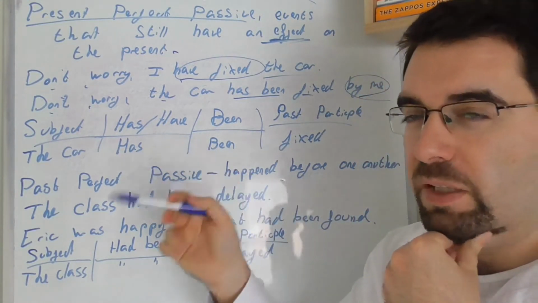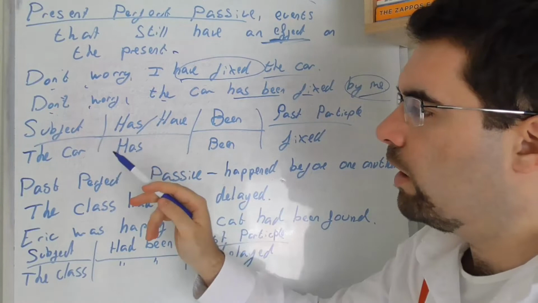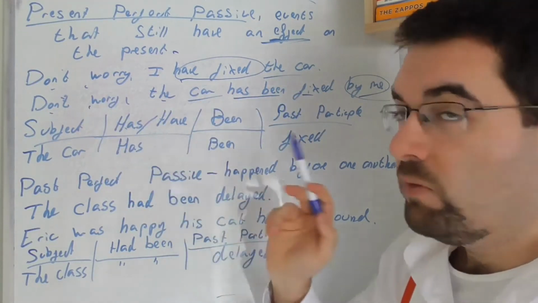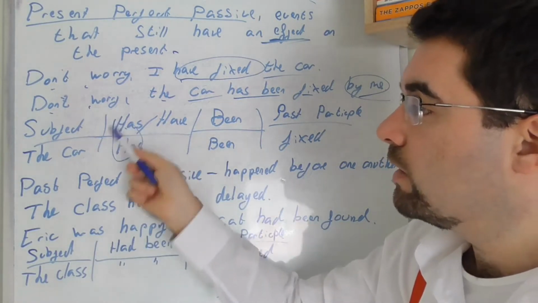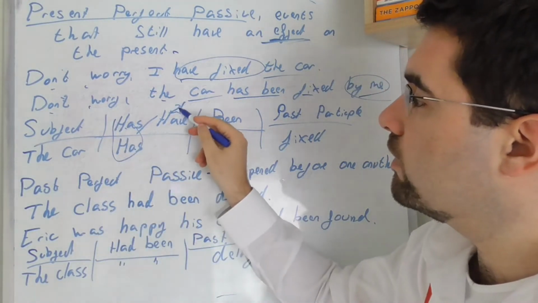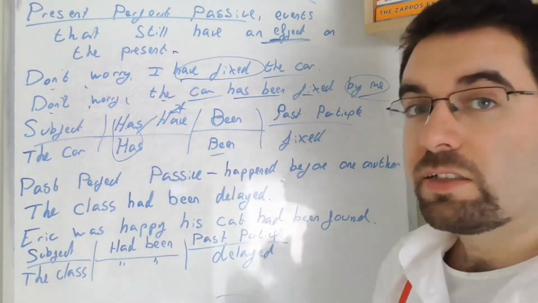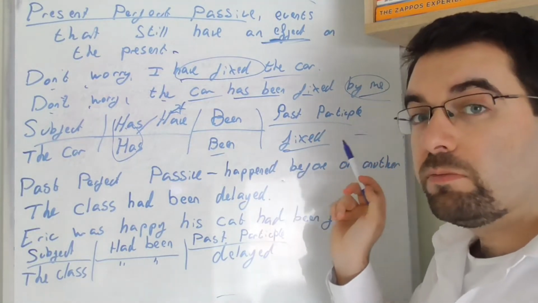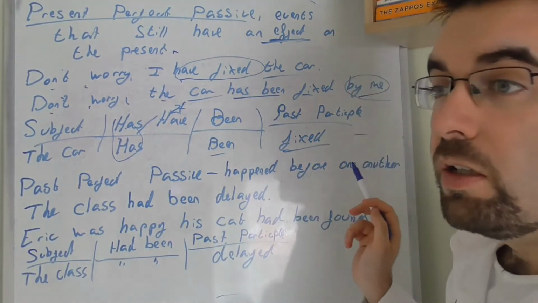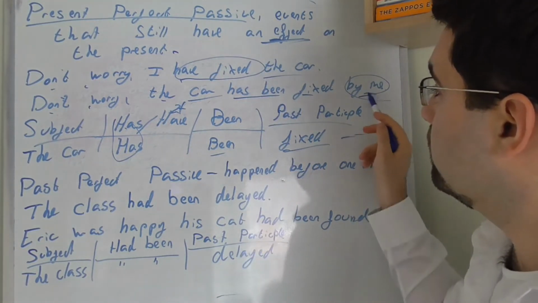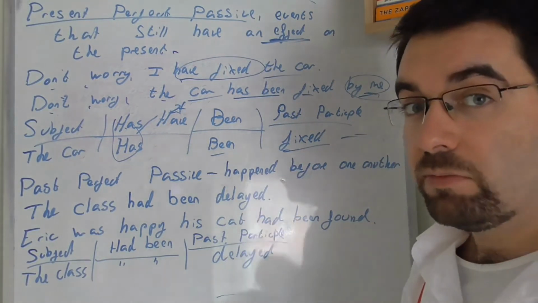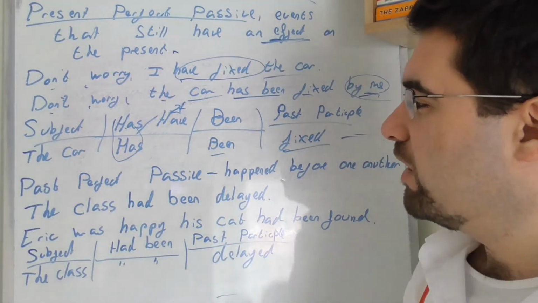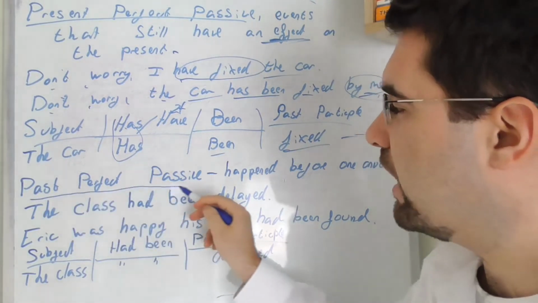But let's look at how the sentence is made. Subject, the car. The car has or have. If it's singular, again, it's has. If it's plural, two plus, it's have. Has been, state of action, has been fixed. Say, by me, by you, by the engineer, by anyone really, by us, you and I.